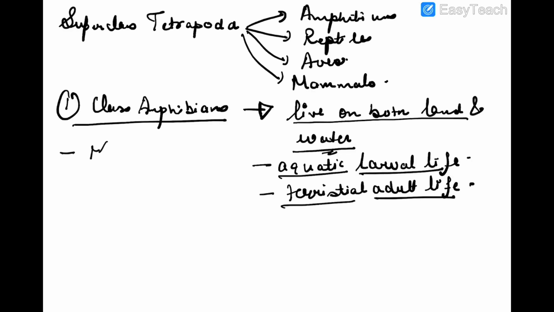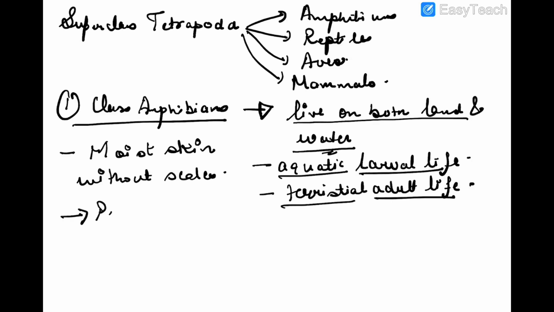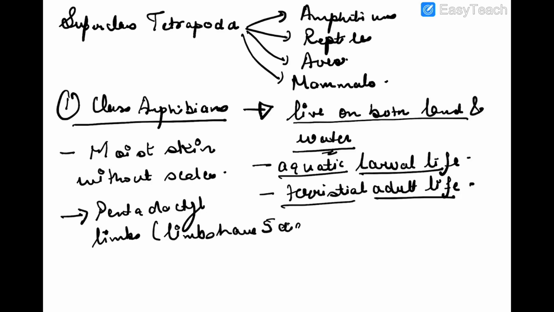They have moist skin, which is without scales. They have pentadactyl limbs, which means limbs have 5 digits, which is known as pentadactyl limb. Further, they have a 3-chambered heart.